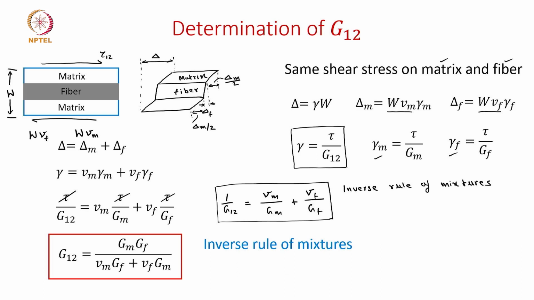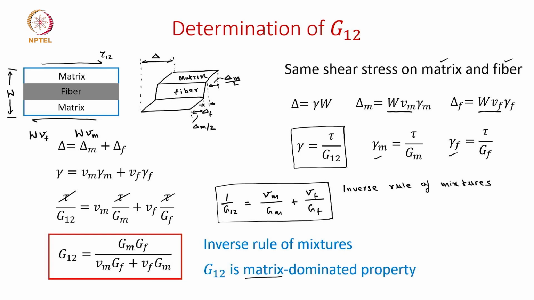But now come back to the same question to see whether this G12 is matrix dominated or fiber dominated. We have already seen that for an inverse rule of mixtures, this is similar to E2. E2 also we got from the inverse rule of mixtures. There we concluded that with the inverse rule of mixtures, it is matrix dominant. So here too we can say that the shear modulus is matrix dominated simply because it is an inverse rule of mixtures, and we know that the properties of the matrix are much lower compared to the properties of the fibers.